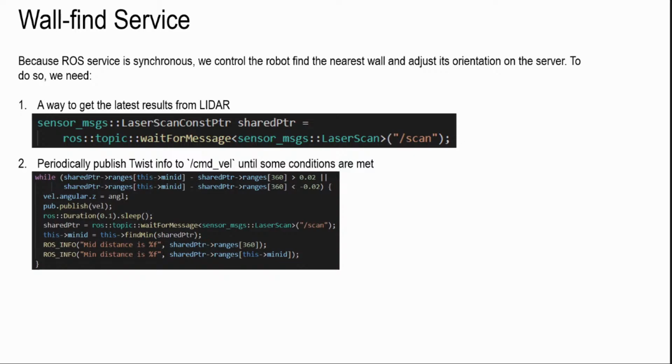Yeah. And I also use ROS duration to send out the twist information periodically. I'm just sending out information every 0.1 second, so that the whole system does not get overloaded by my information. Throughout this process, I'm also printing out some useful information telling me how everything is going, like what the current minimum distance is, and what the current minimum distance at the front of the robot is. Yeah, so that's the service.